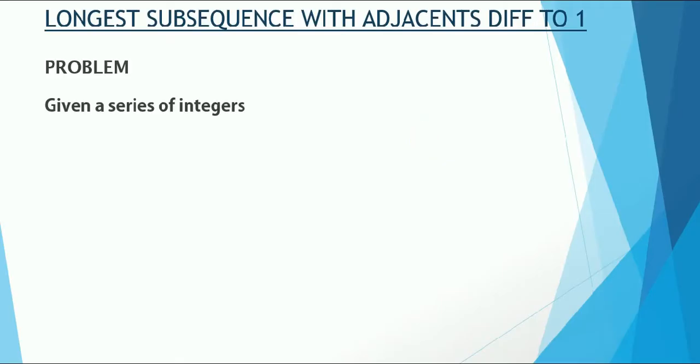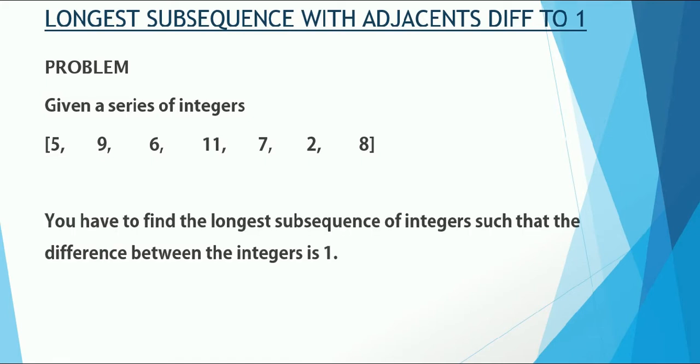So we are given a series of integers, and this is our series of integers: 5, 9, 6, 11, 7, 8. We need to find the longest subsequence of integers. Just keep in mind, not the substring but the subsequence. It doesn't have to be contiguous. The longest subsequence that we need to find has a condition, and the condition is that the entire subsequence must have the difference of integers as 1. That means any two contiguous integers I pick from that subsequence must give me the difference as 1.